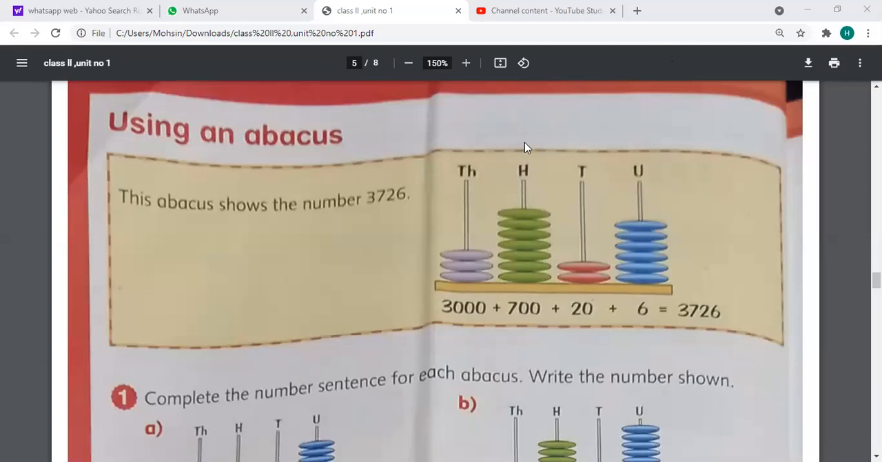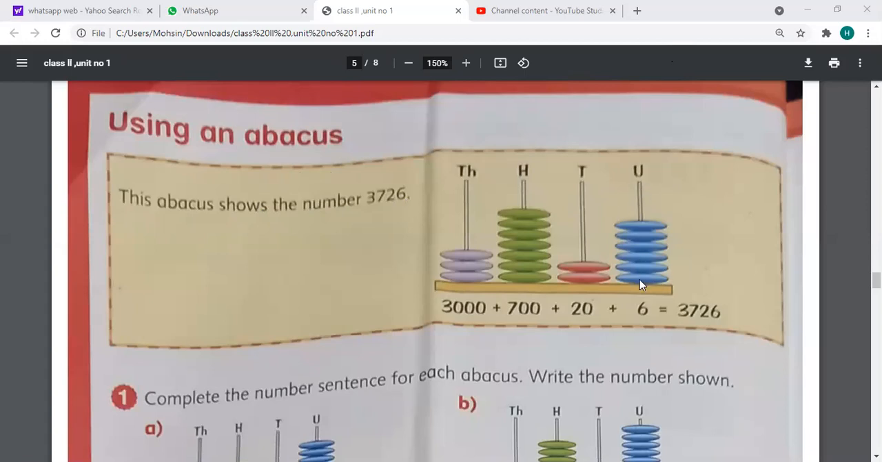So we are going to start our math work. Open page number 8. On page number 8, you can see using an abacus. This abacus shows the number 3726.